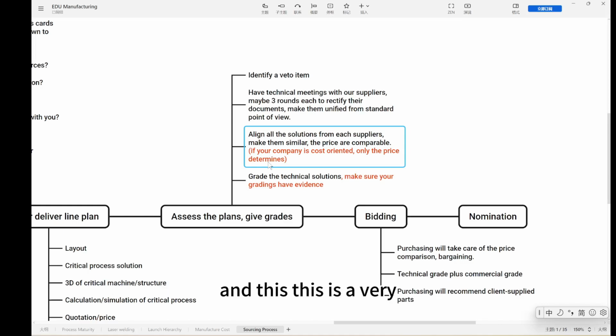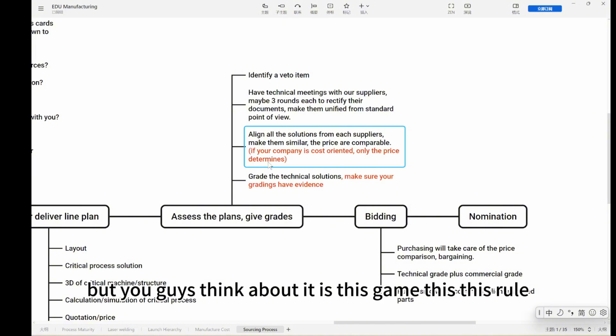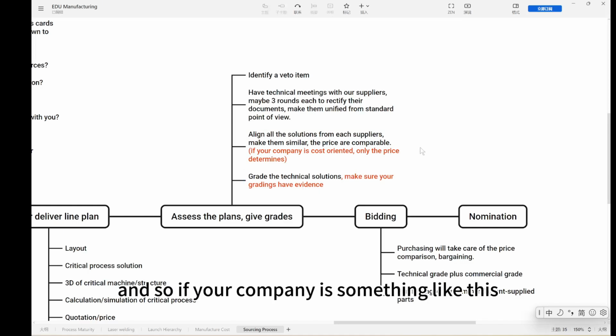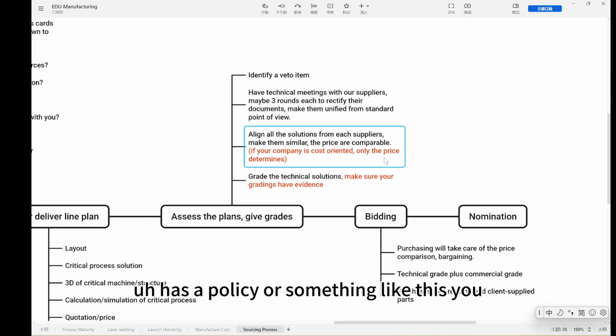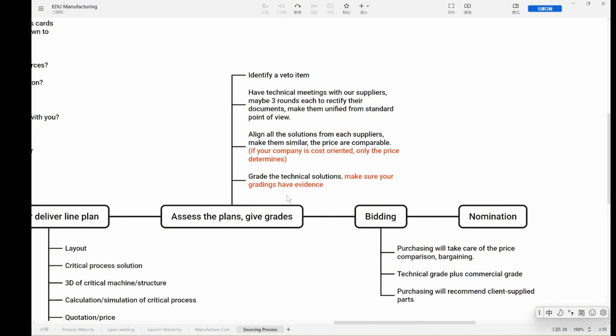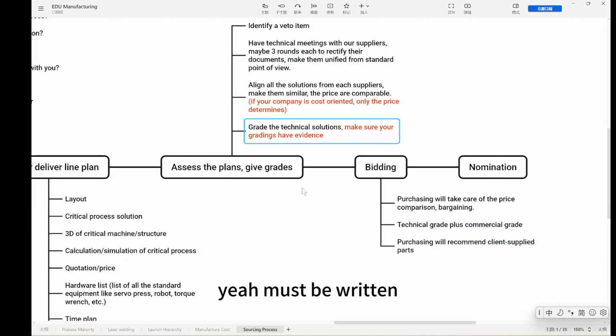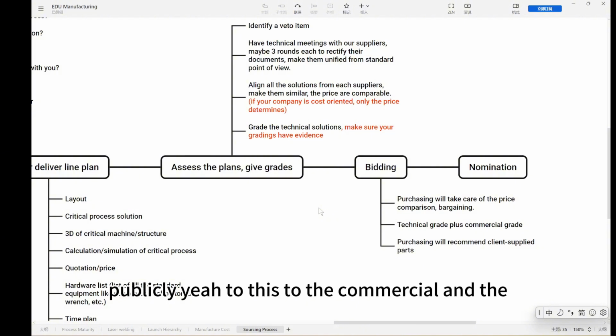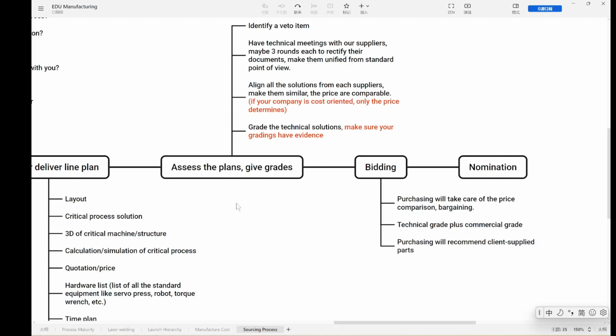This is very, how to put it, clever, or, I don't know, but you guys think about it. Is this game, this rule, good or bad for the project? You can think about it. And if your company has a policy like this, you make sure their technical solutions align. Then you can grade them and make sure your grade has good evidence. All must be written, and the suppliers at the end will have a meeting to explain their solutions publicly to the commercial and the technical team.